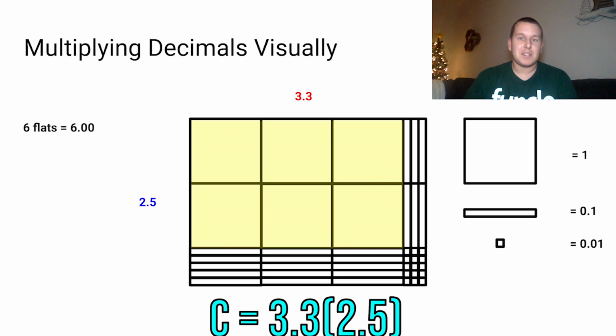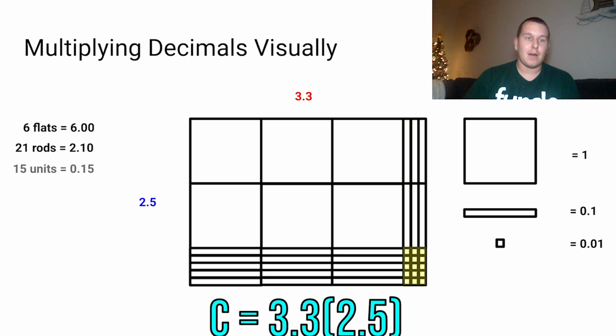So it looks like we have 6 total flats, which would give us 6. Looks like we have about 21 rods, which will give us 2 and 10 hundredths. Then we have 15 units, which will give us 15 hundredths. So now all we have to do is add these up to get us 8 and 25 hundredths.